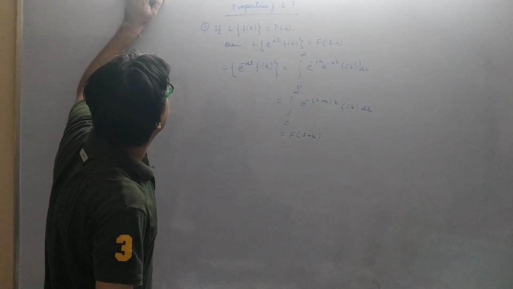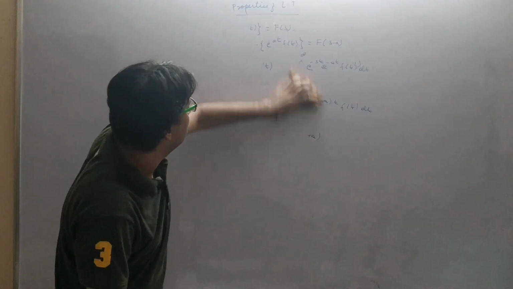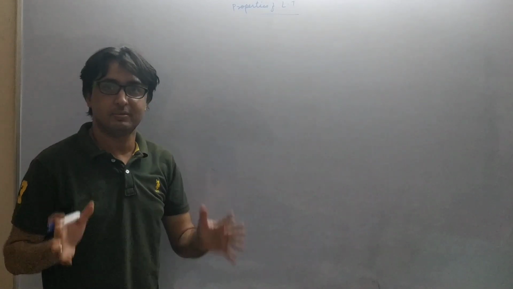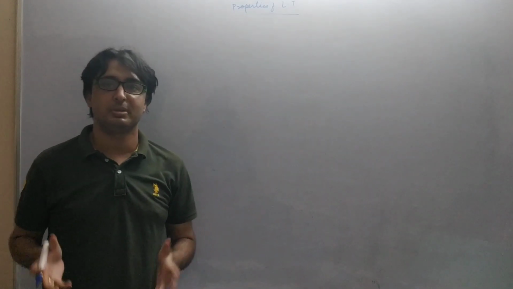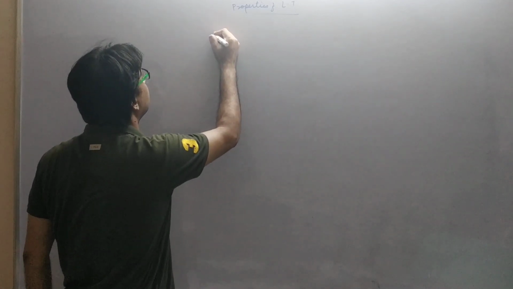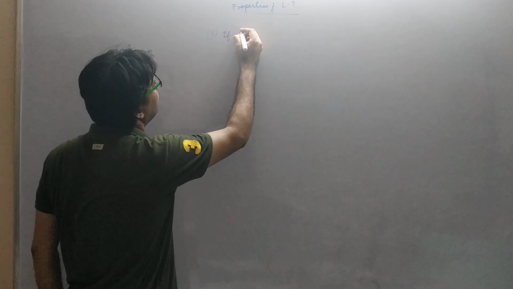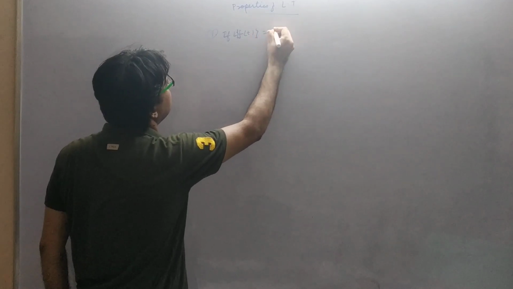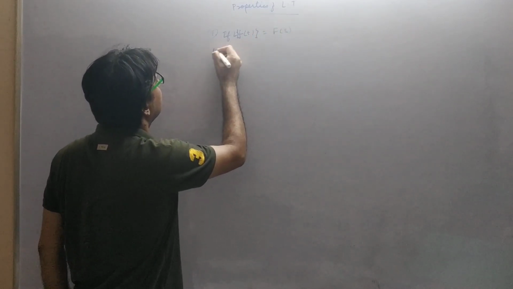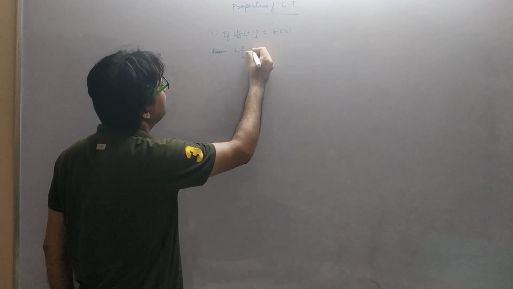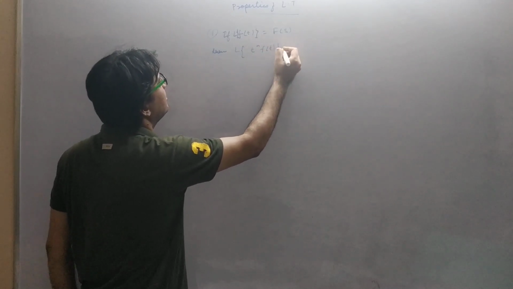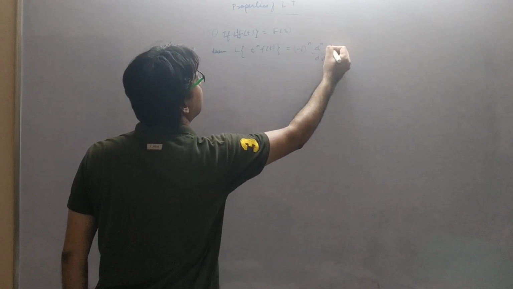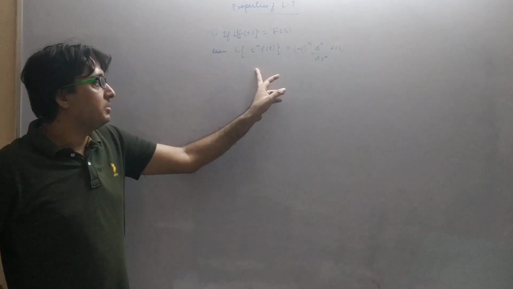Now the next property that we are going to study is the differentiation property, which is very critical for civil services examination, and a lot of questions have been asked on this. If Laplace transform of f(t) is equal to F(s), then Laplace transform of t to the power n f(t) is equal to (minus 1) to the power n d^n by ds^n F(s). This is the property.